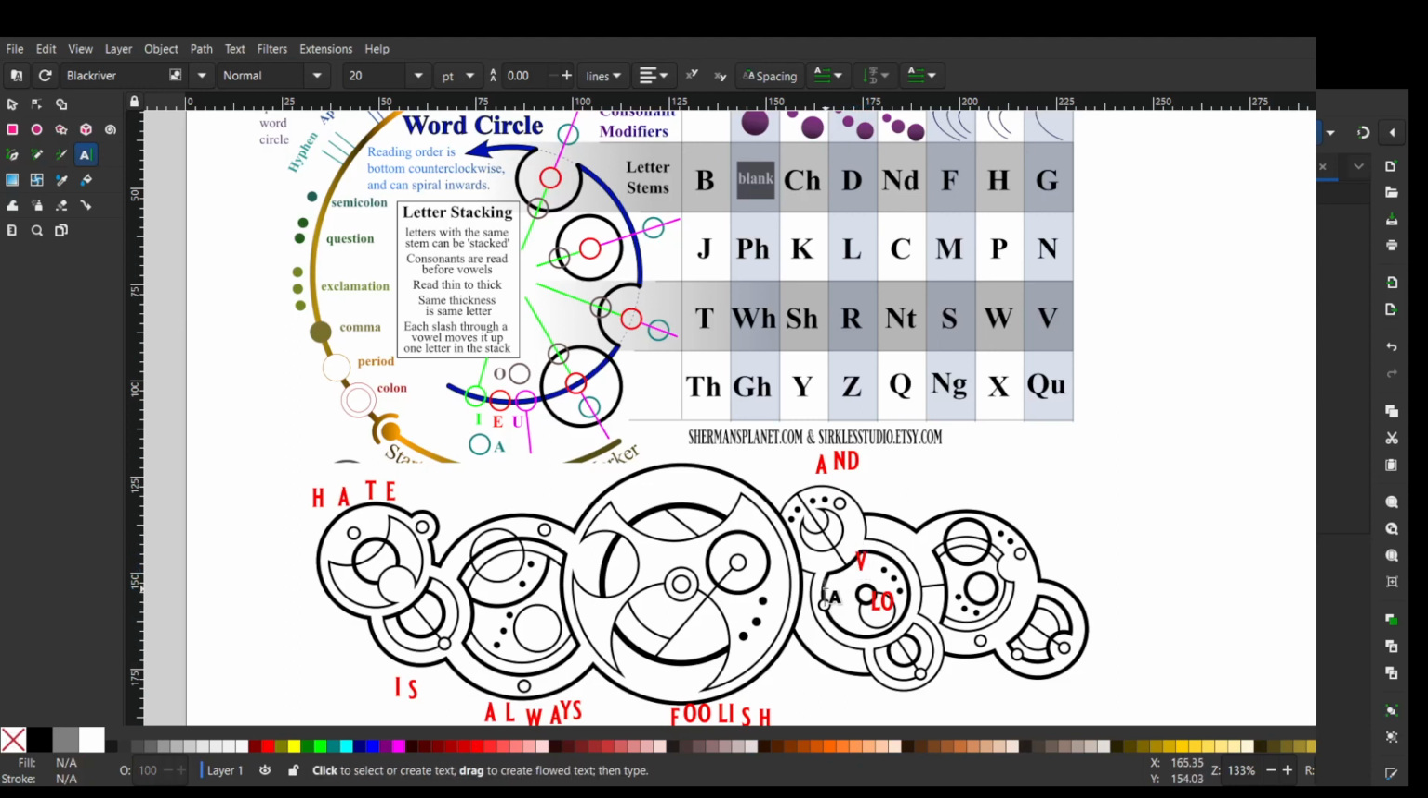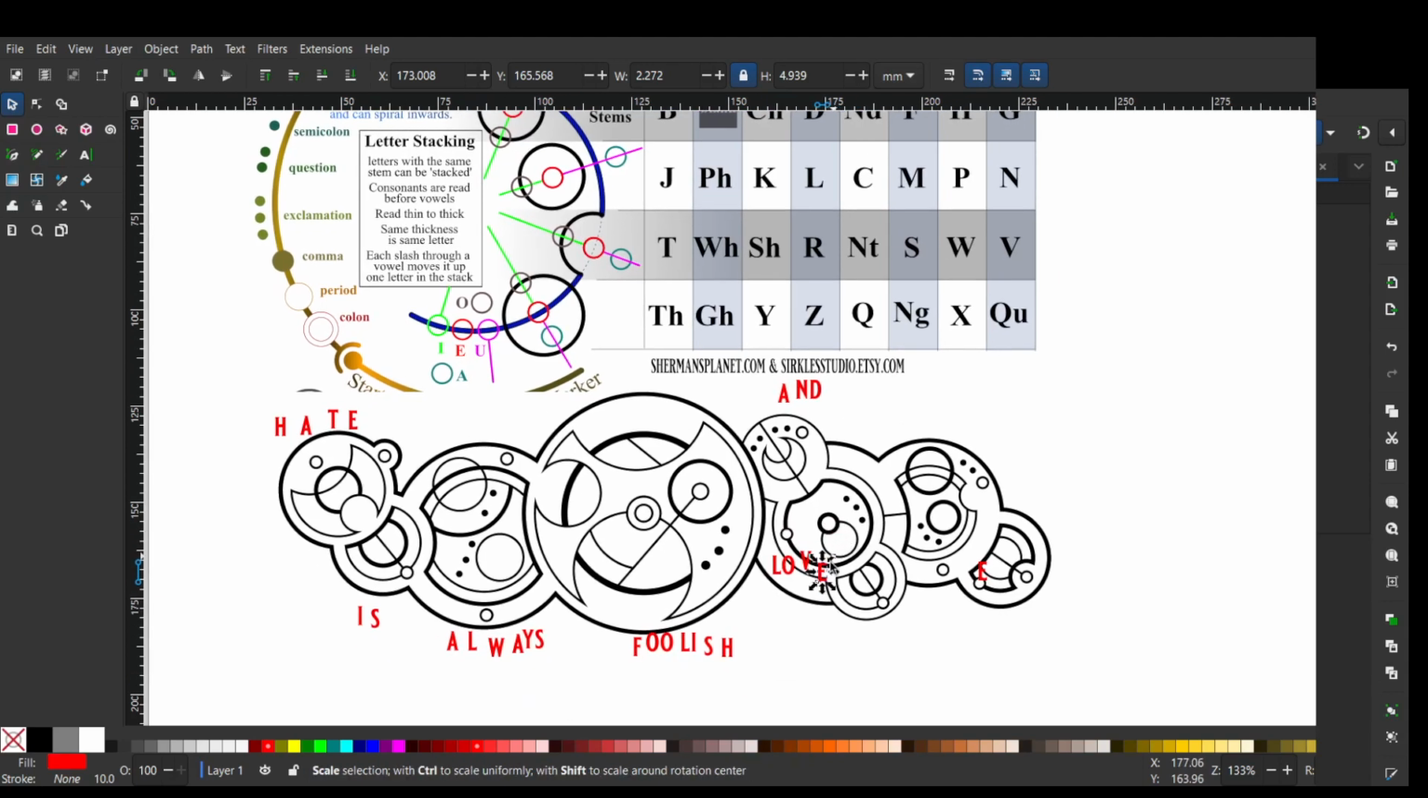And then we have an E. Have I not done any regular E's yet? Nope, I haven't. An E is a circle on the line of the word circle, just like that one there. Let's go ahead and mark it. So, bottom counterclockwise, L-O, V, E, bottom counterclockwise.